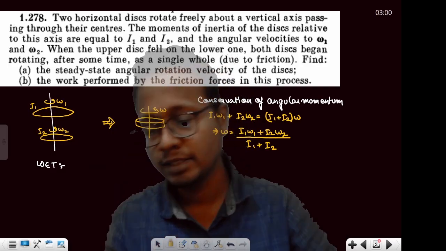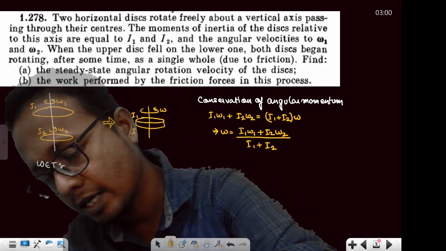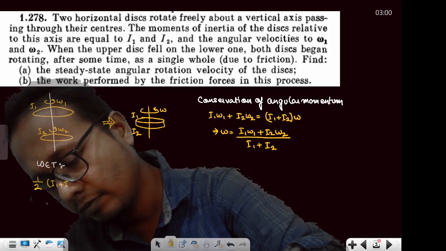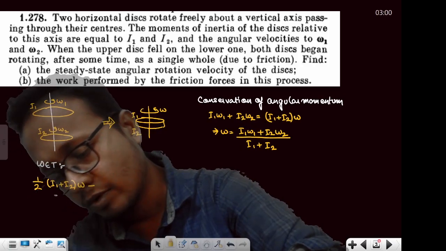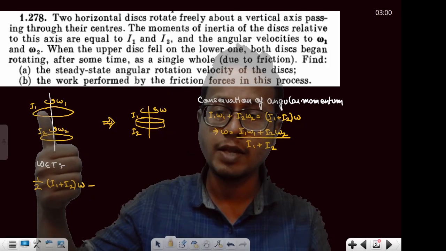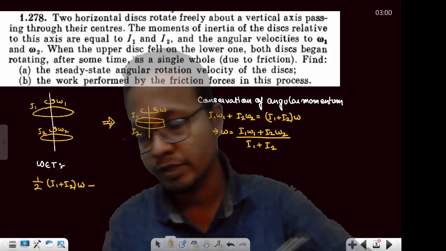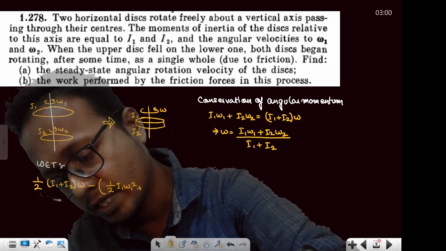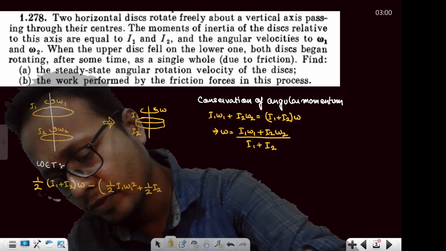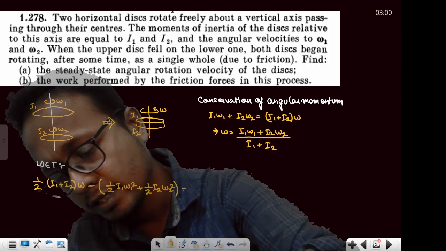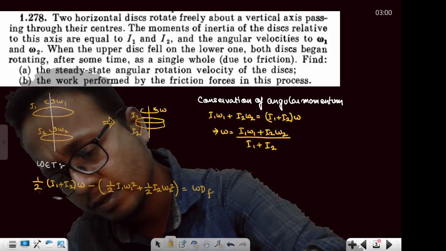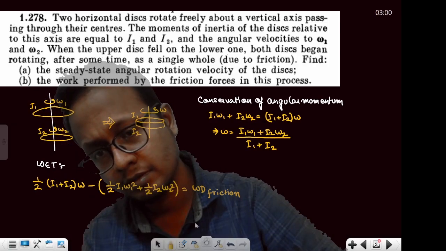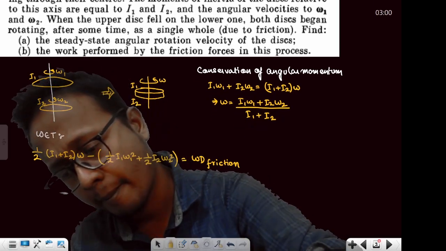What is the final kinetic energy? This is I1, this is I2. So half I1 plus I2 into omega squared. What is the initial kinetic energy? Half I1 omega 1 square plus half I2 omega 2 square. So final minus initial, half I1 omega 1 square plus half I2 omega 2 square, is equal to work done by friction force. Understood? Okay.